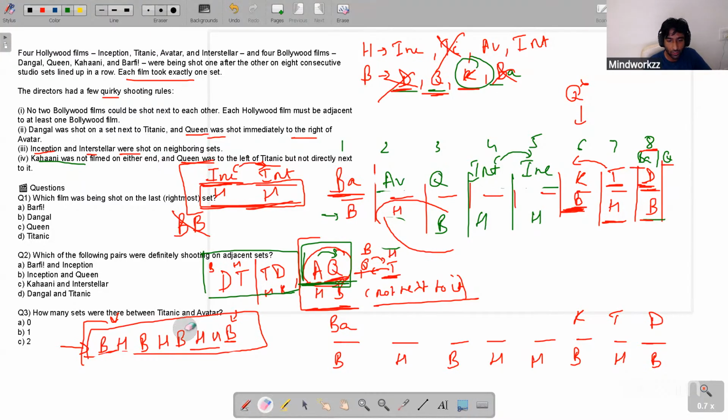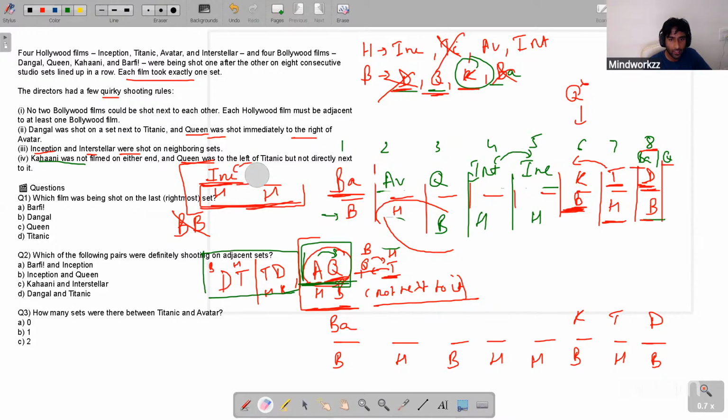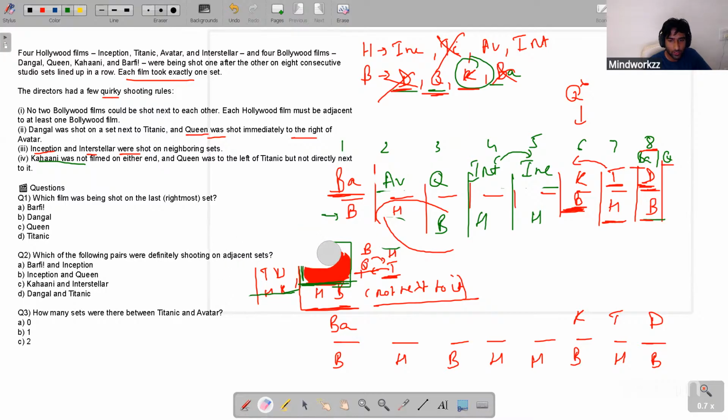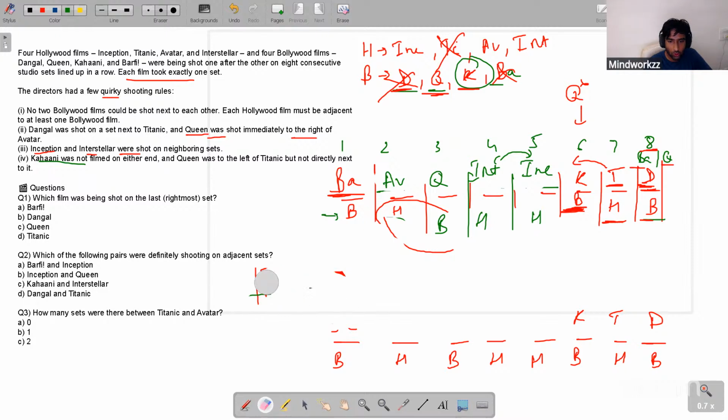This is the explanation of the entire set, and I hope you were able to understand. Let's quickly have a look at the questions and just try to wrap up the session now. So what are the questions trying to say? The questions are trying to say which film.